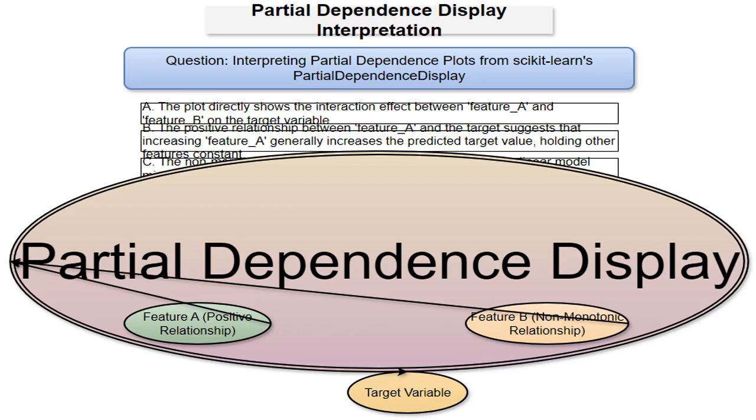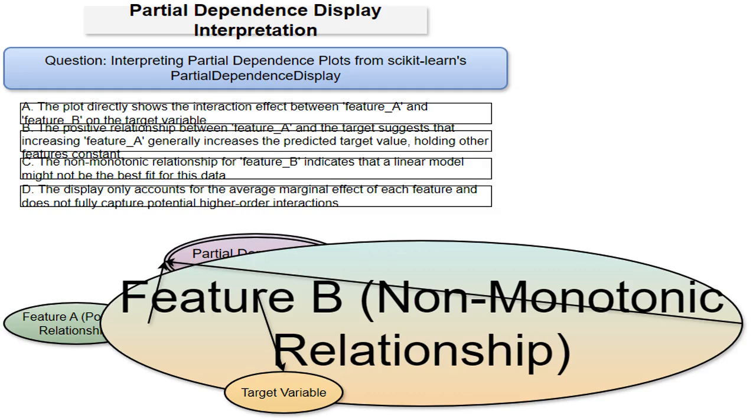In this case, we're using a gradient boosting model to predict this target variable based on the values of features A and B. I see a clear positive trend. As feature A increases, the target variable also increases. The partial dependence plot shows this directly. This implies that a higher feature A value is associated with a higher predicted target value, assuming other factors stay the same.